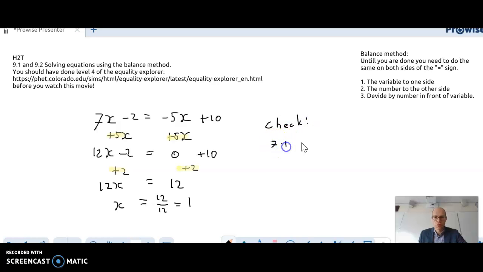Seven times 1 minus 2 is one side, and the other one is minus 5 times 1 plus 10. Let me see, 7 minus 2 is 5. Here we have minus 5 plus 10, which is 5. It is equal. Yay, I've done it correctly. Isn't it great?